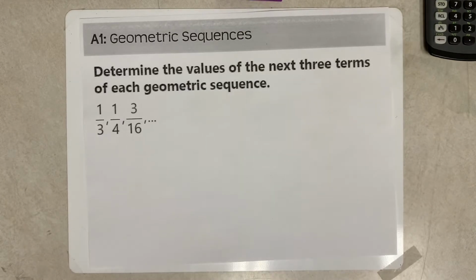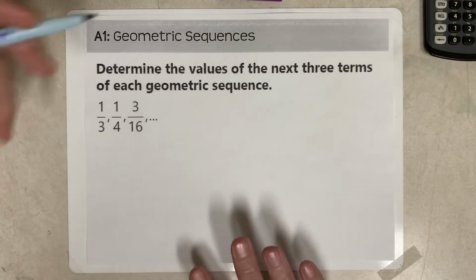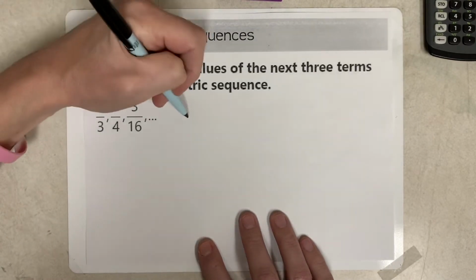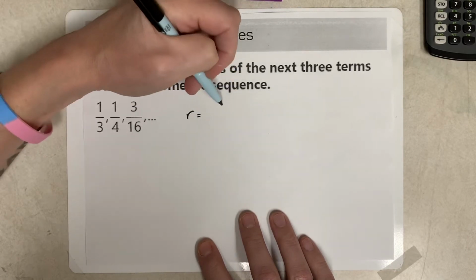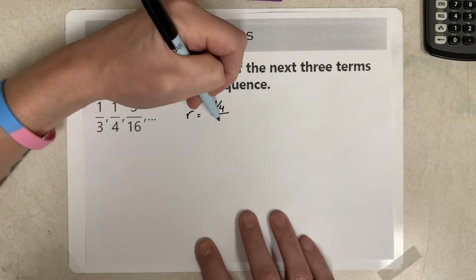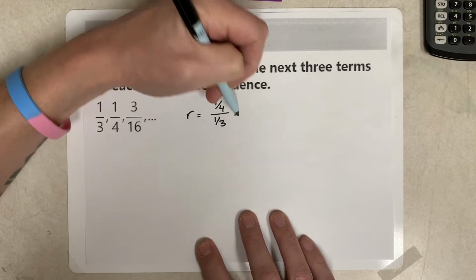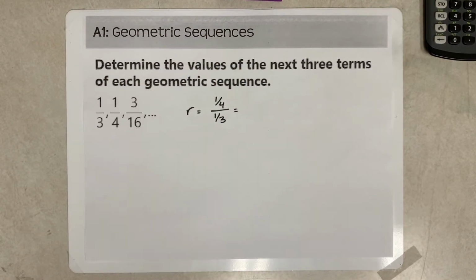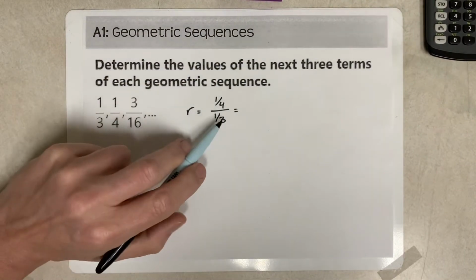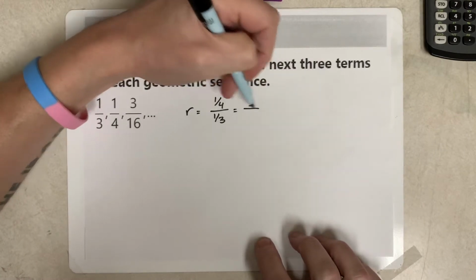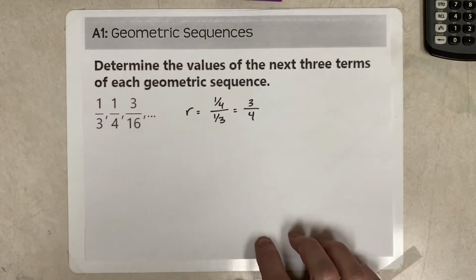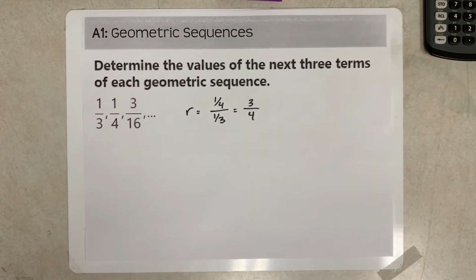Okay, now we got this one. Again, we're going to divide to find the R value. R is going to be, let's say, 1/4 divided by 1/3. And if you're good at dividing fractions, basically what you're going to do is flip both of them. The 3 goes into the numerator, the 4 goes in the denominator, and it's actually 3/4.